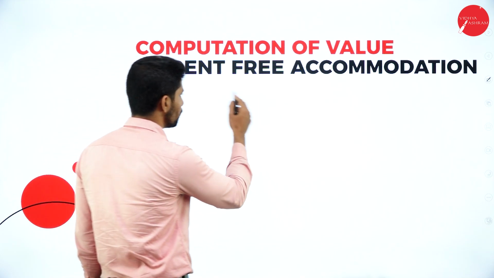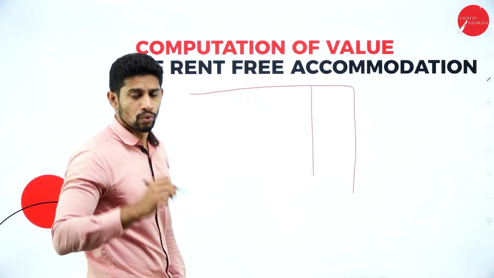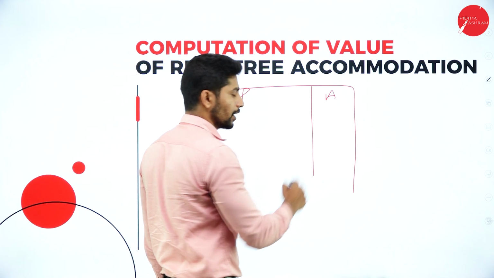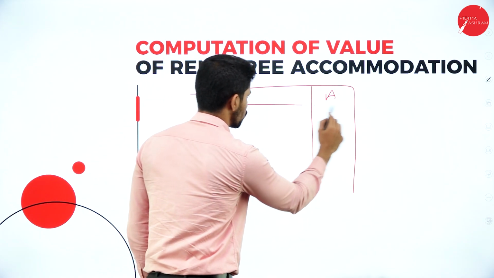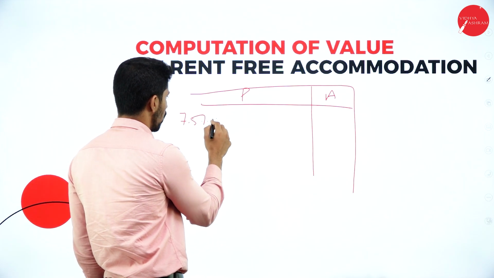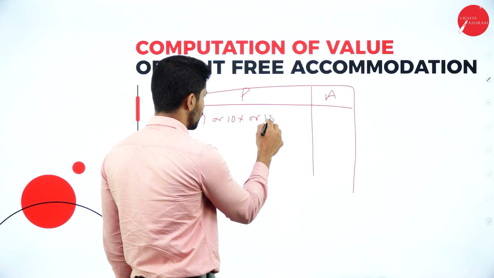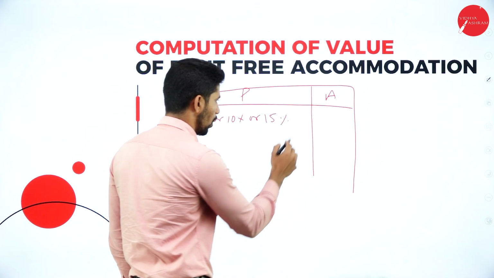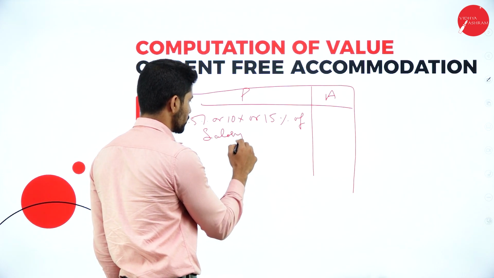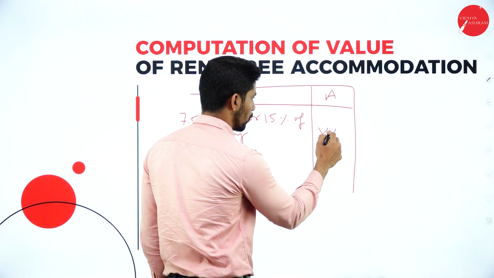For that, we have a format where you will be writing two columns. One is particulars, another one is amount. So in the particulars column, 7.5% or 10% or 15% of salary. Okay, 7.5%, 10% or 15% of salary. You will take the amount here.